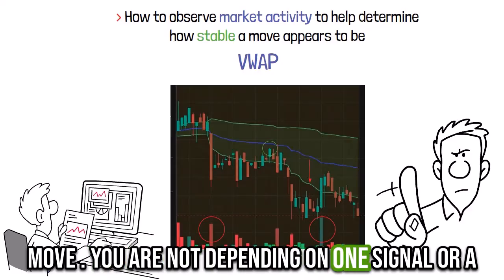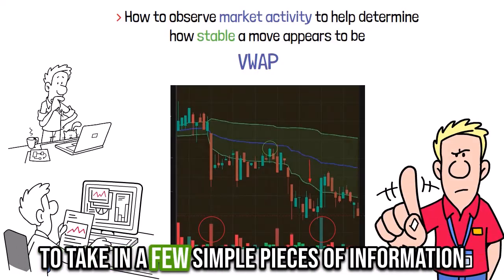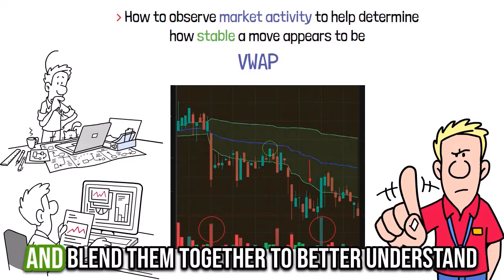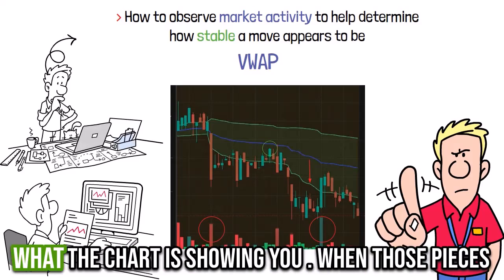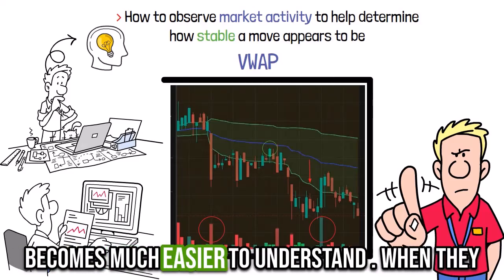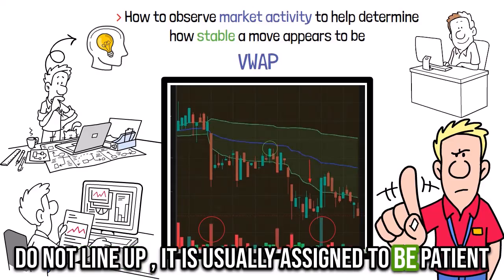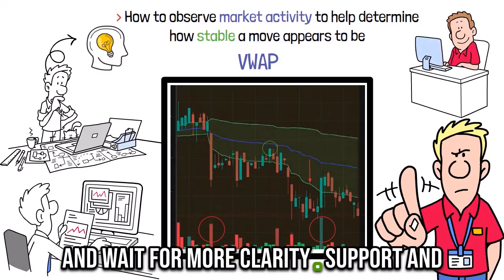You are not depending on one signal or a single indicator. Instead, you are learning how to take in a few simple pieces of information and blend them together to better understand what the chart is showing you. When those pieces are in agreement with one another, the chart becomes much easier to understand. When they do not line up, it is usually a sign to be patient and wait for more clarity.